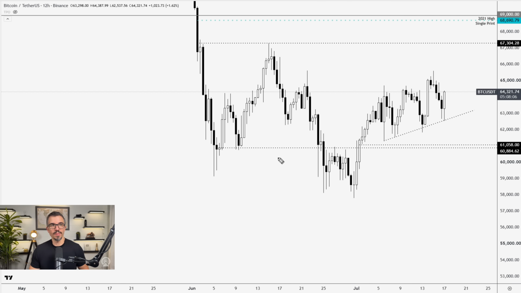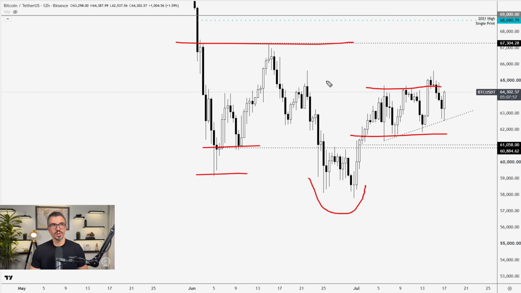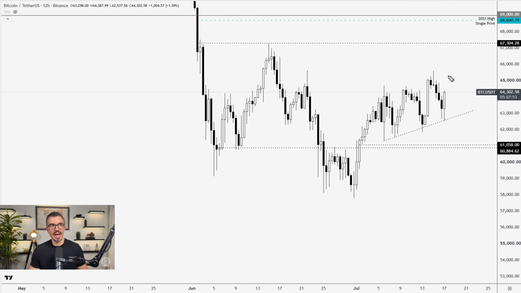Now, in terms of liquidity, we had liquidity below these lows back here, and you can see that this was swept. Over here, you can see we have this kind of smaller range within this larger range. This smaller range, we did see Bitcoin actually sweep the liquidity above these highs last week. And so the question that I have now is, will this sweep lead to a sweep of the next most obvious liquidity on the chart, which is below these lows, these higher lows?